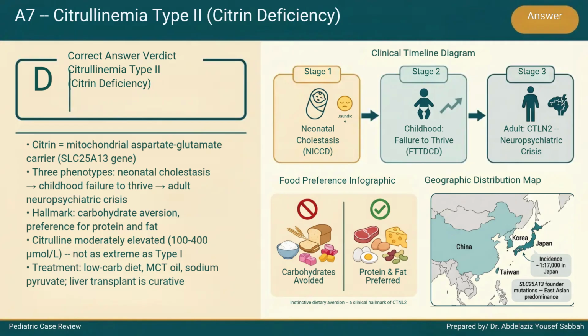Citrulline is only moderately elevated, between 100 and 400 micromoles per liter, not the extreme values seen in type 1. This condition has an East Asian predominance. Treatment is a low-carbohydrate diet, medium-chain triglyceride oil, and sodium pyruvate, while liver transplantation is curative.